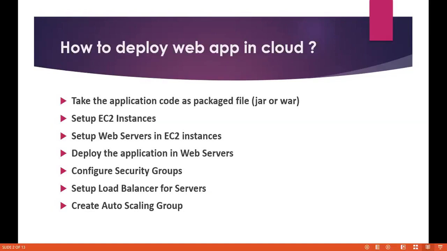Now let's understand. I have one application. I want to deploy that application in a server using a cloud platform, for example, AWS. We all are using AWS. I want to run my application in the AWS cloud. What are the general steps that we need to follow to deploy our application in the AWS cloud? First of all, take the application code as a package. If that application is a standalone application, then you need to take it as a jar file. If that application is a web application, then we need to take it as a WAR file, right?